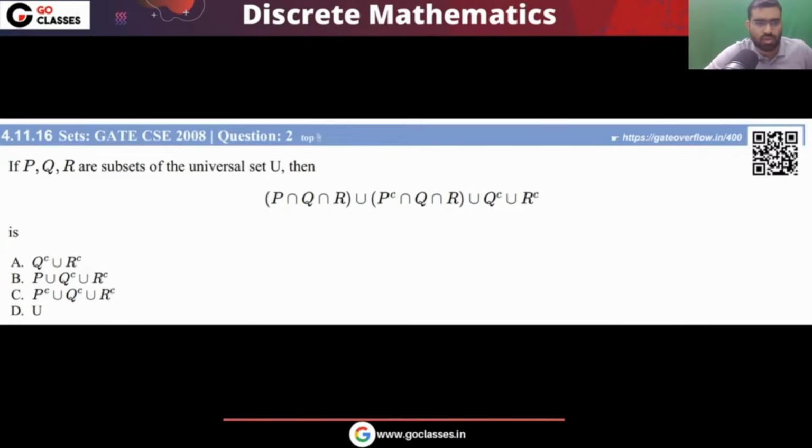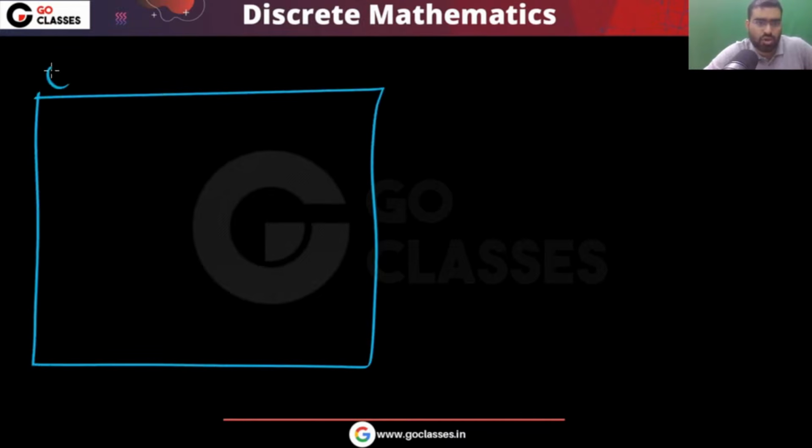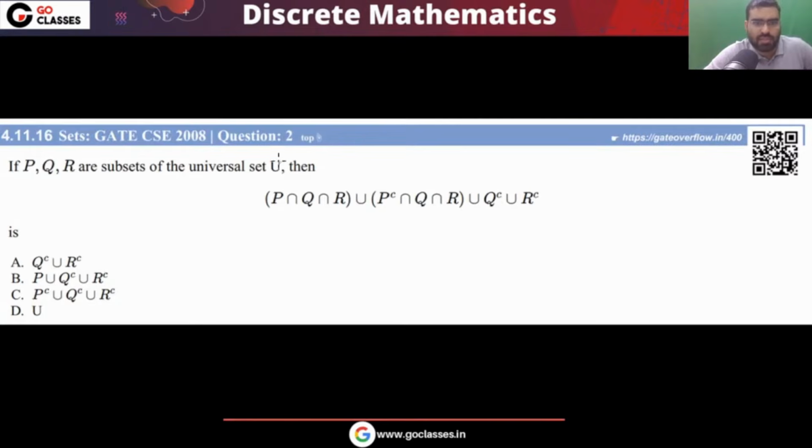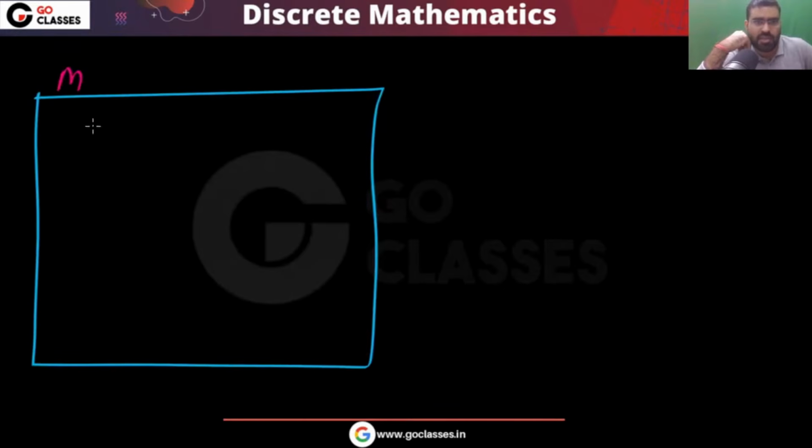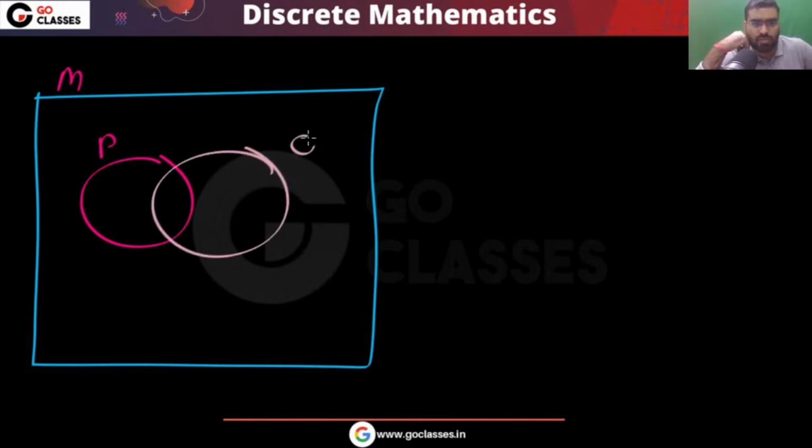Again, you can solve this question very easily by the Venn diagram method. The question is saying that there are three sets, and U is the universal set. For a moment, let me call this U as M so that we are not confused between these two symbols, union and universal set, which look very much the same. So I am calling it M. There are three sets: there is set P, there is set Q, there is set R.